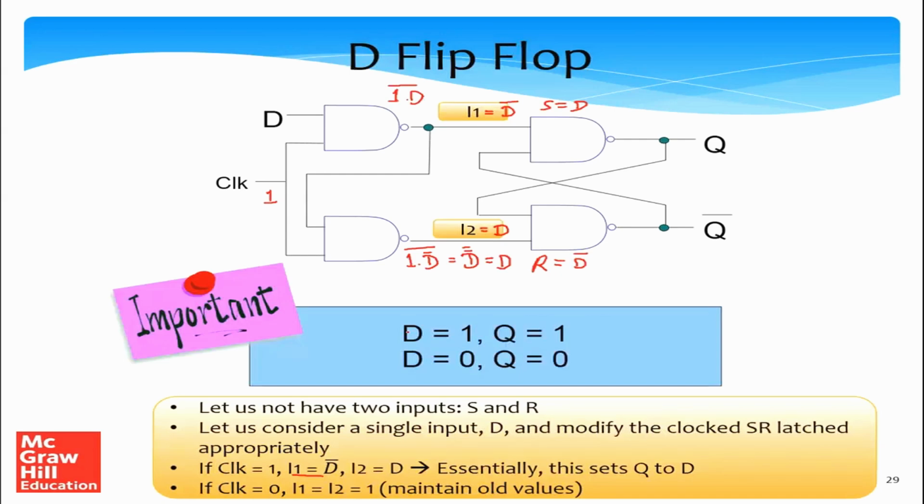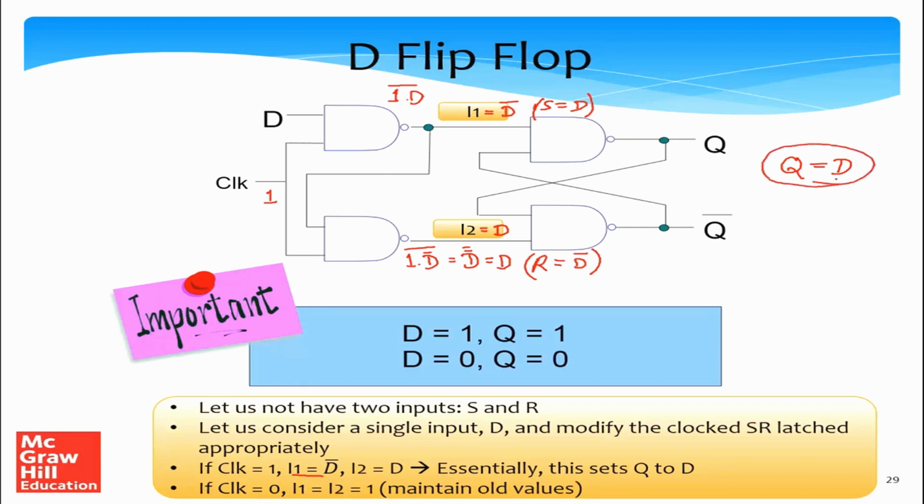Armed with this knowledge, what is going in? S complement is D complement, so S is equal to D, and R complement is equal to D, so R is equal to D complement. Fine. So what will be the output? Well, if D is 1, S will be 1, so Q will be 1. If D is 0, then S is 0 and Q is 0. So what we can essentially say is that Q is being set to D.